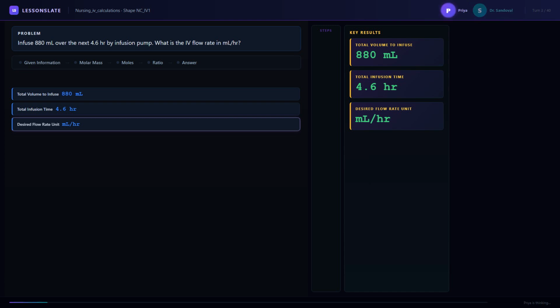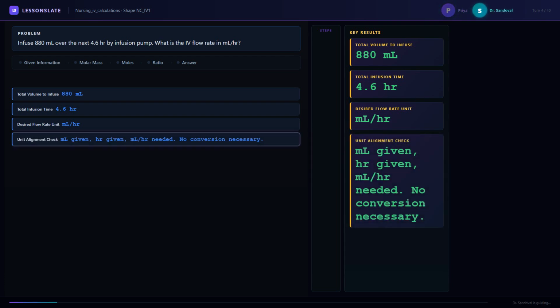That makes sense, Dr. Sandoval. So we have 880 milliliters as the total volume and 4.6 hours as the infusion time. The problem asks for the flow rate in milliliters per hour. Since the time is already in hours, do I need to do any conversions before I divide, or are the units already good to go?